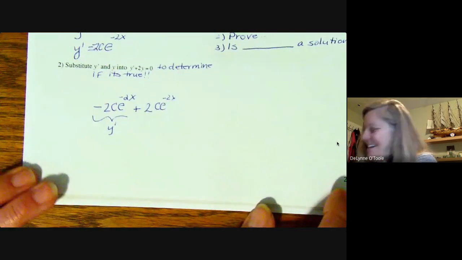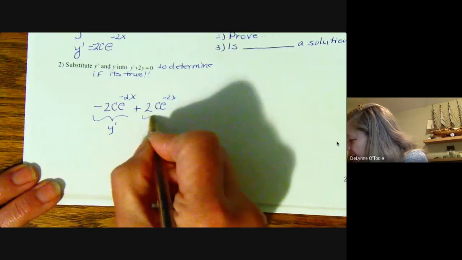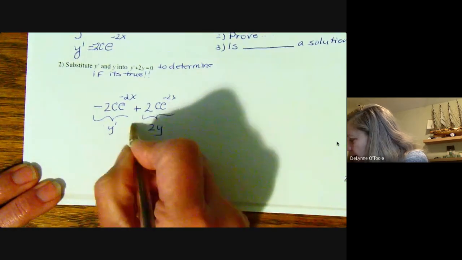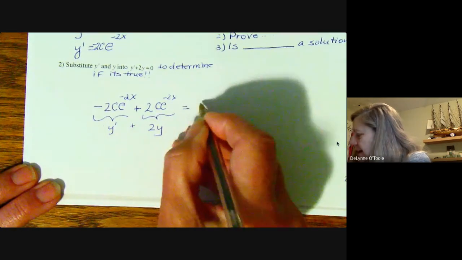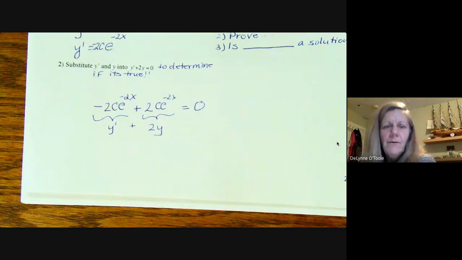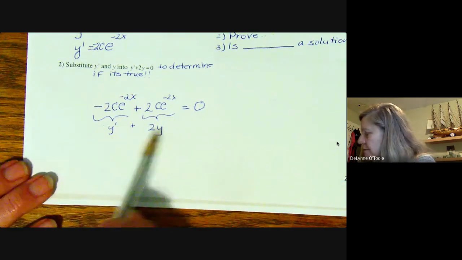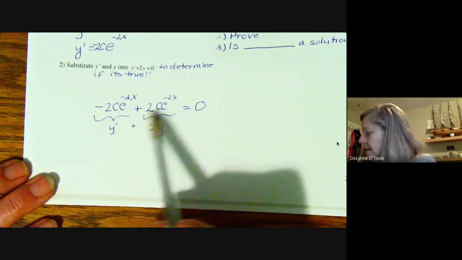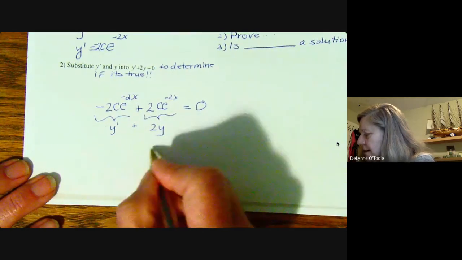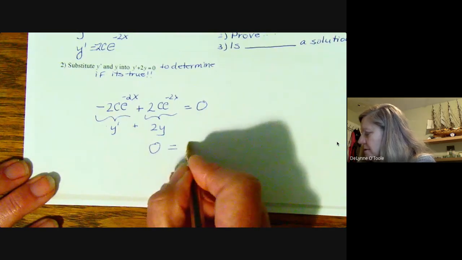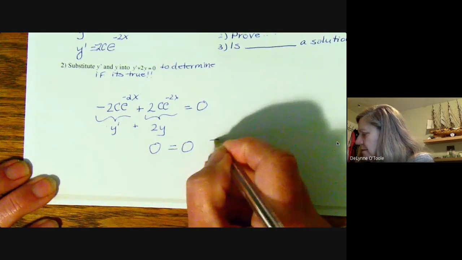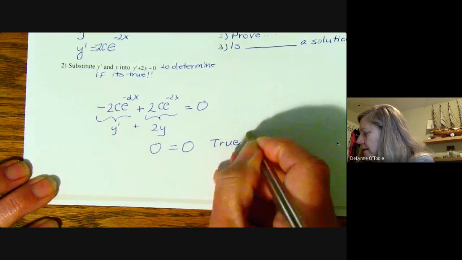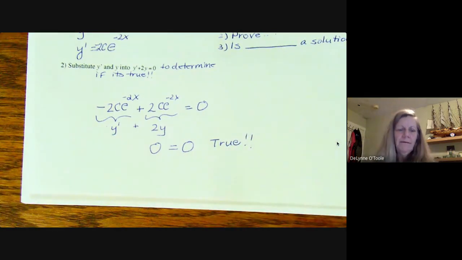Plus 2c e to the negative 2x. This is 2y. Okay. And is that equal to 0? Okay. All we've done is substitute into our differential equation. And I think you can see that, yes, absolutely, this side is equal to 0 and that side's equal to 0. So it's a true equation. Okay.